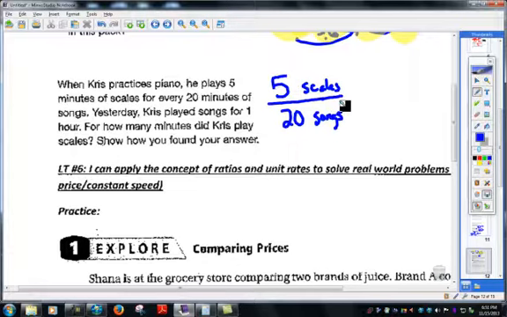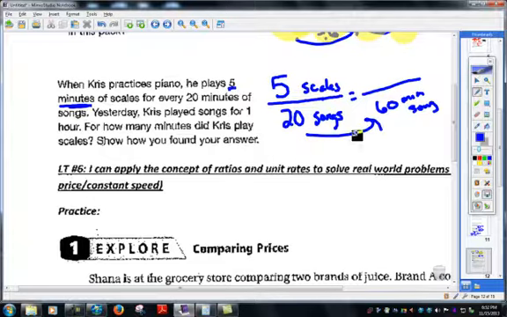Yesterday, Chris played for 1 hour. How many minutes did Chris play scales? So this, we got to think outside the box here. Chris played songs for an hour. We got to do a little conversion here: that means he did 60 minutes of songs, because 1 hour is 60 minutes. Still, songs is in the bottom. What am I doing to go from 20 to 60? I'm multiplying by 3. Multiply this by 3. That's going to be 15 minutes of scales.